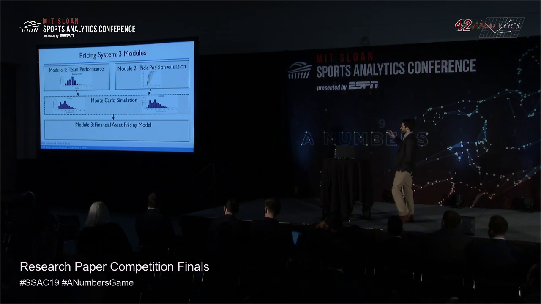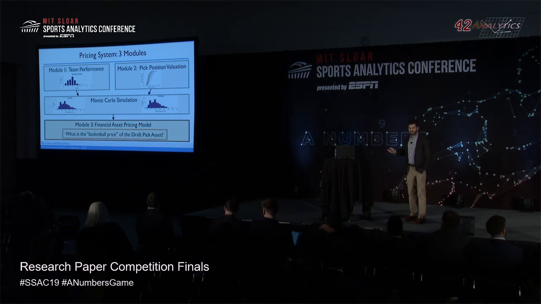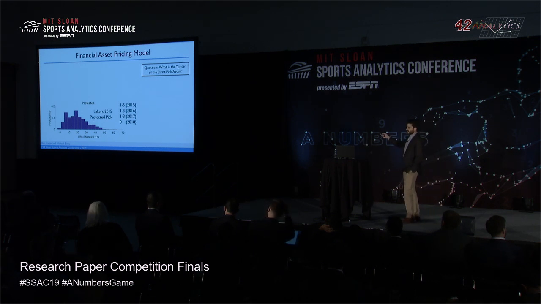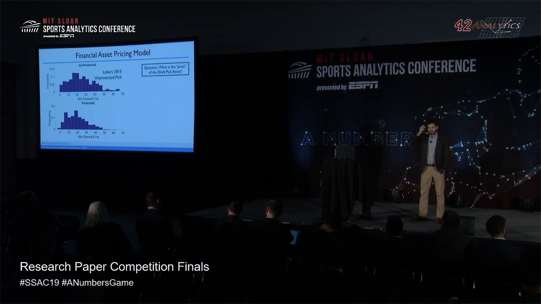All right, so we've gotten to this distribution, and now the trick is to take that distribution of outcomes and boil it down into a single value, and we do that using a financial asset pricing model. I'll show you these results using this Lakers 2015 protected pick, which you've seen before. And I'm also going to introduce a counterfactual. So this is that Lakers 2015 unprotected pick. And this will allow us to say something about what the protections did to the value of that base draft pick asset.